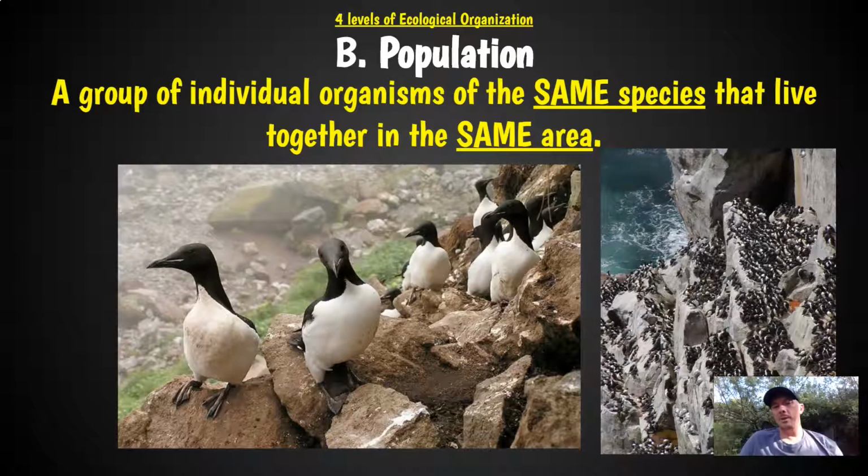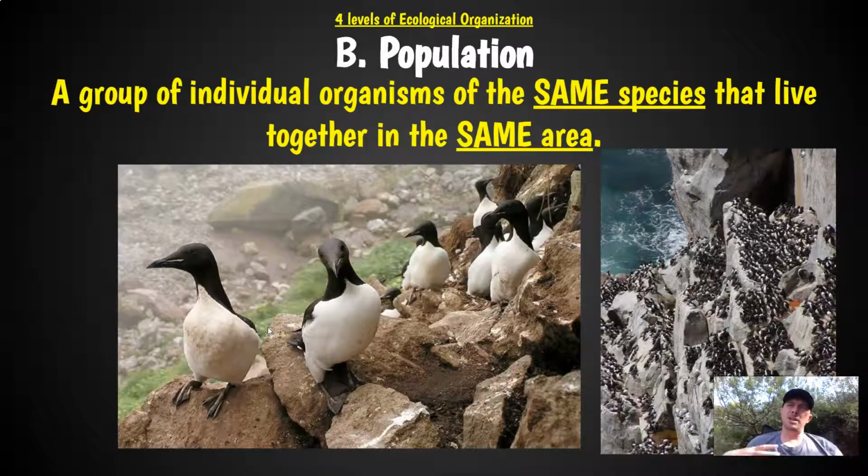So examples of populations, of course, are all these murres here. These are all the same species. They're all interacting on this cliff. Now, this is a different population. This is about 1,000 miles away. They're both thick-billed murres, but these ones are on a different island, like I said, 1,000 miles away, so you would consider that a separate population.